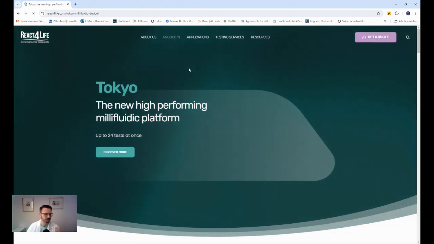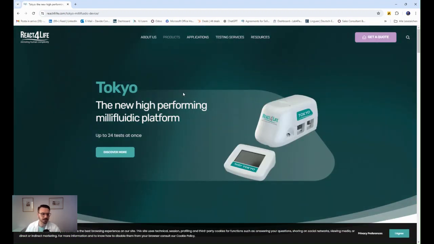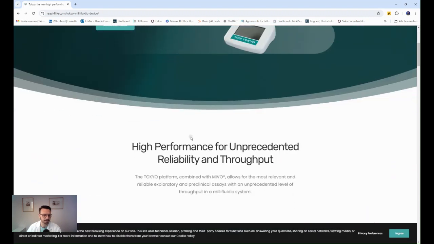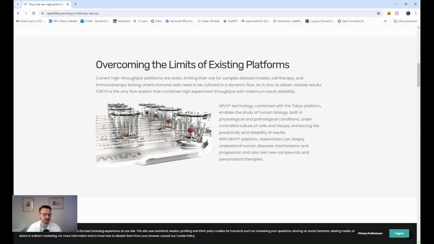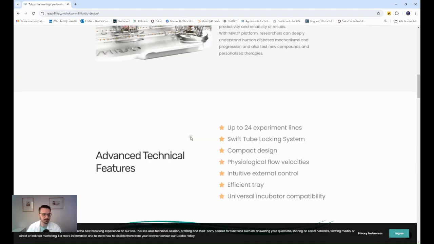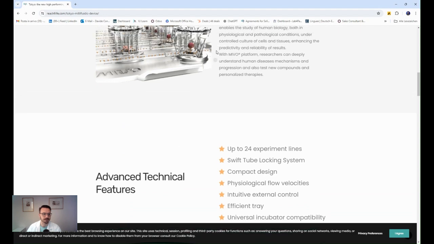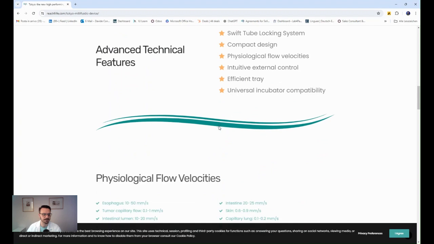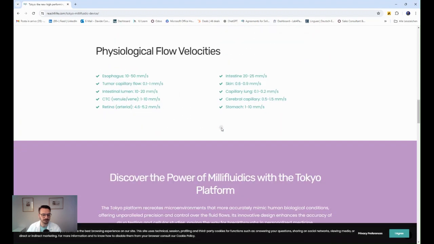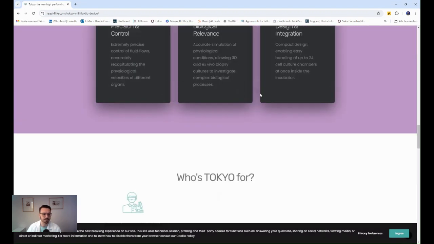So they have now introduced their Tokyo platform, which is this culturing device with the peristaltic pump already built in. This is allowing for 24 different wells, different experiments at the same time. They have a really good specialization in barrier and epithelial models. And in this kind of system, it is possible to adapt the flow velocity for the physiological flow. So this is really, really good.